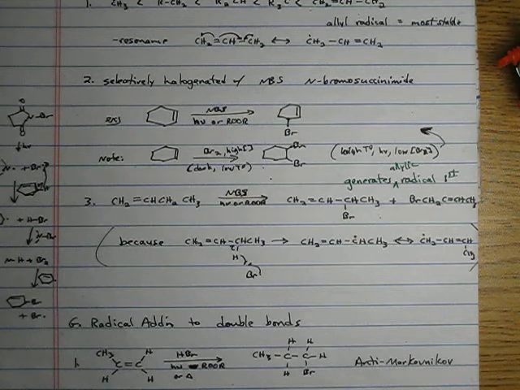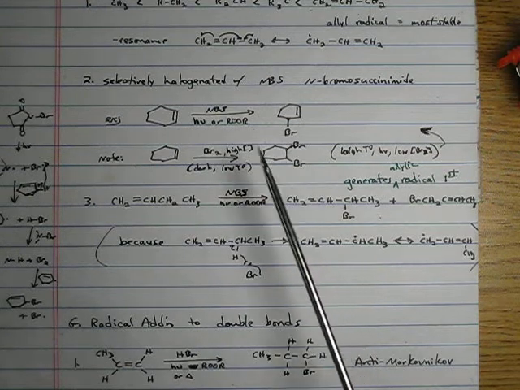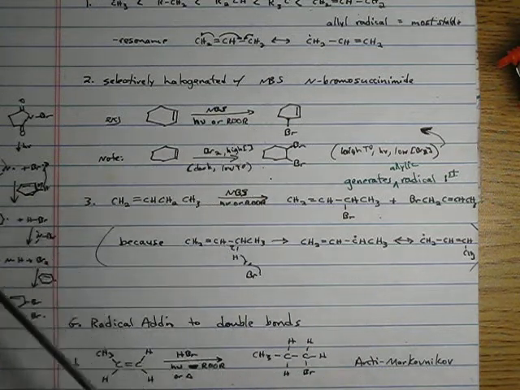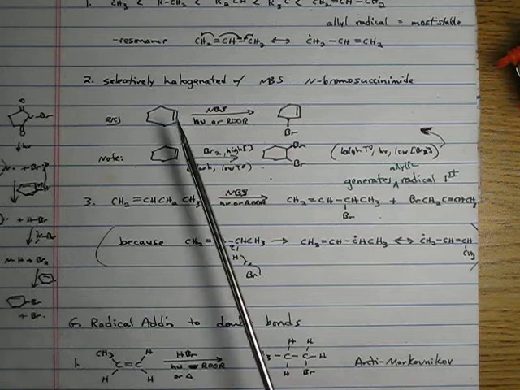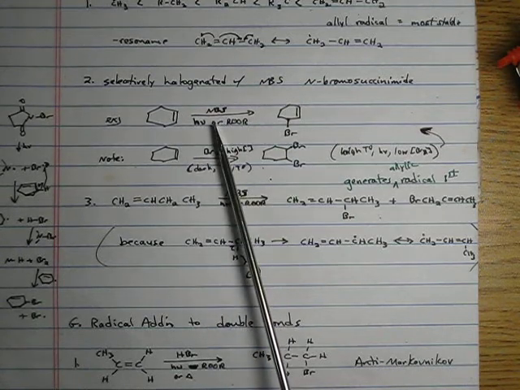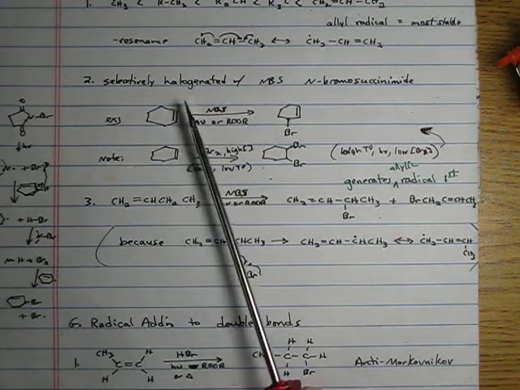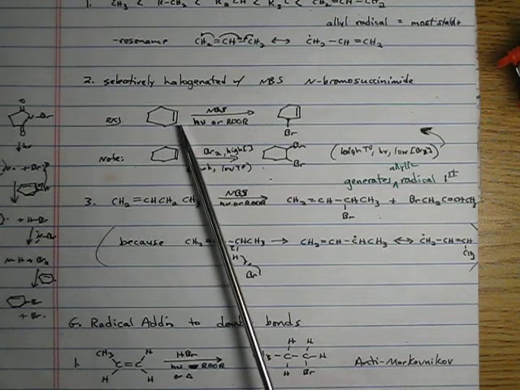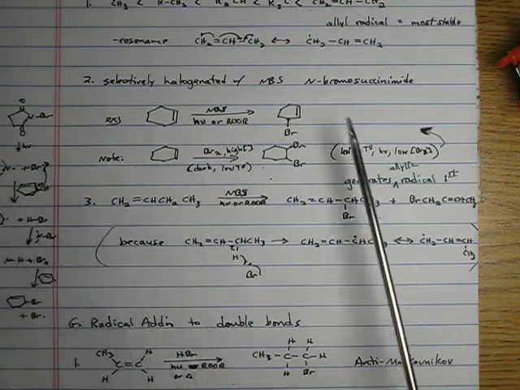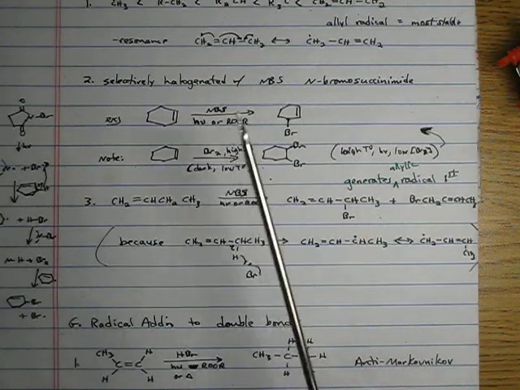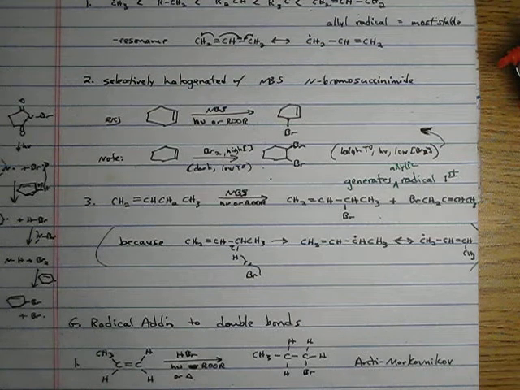allylic position. Recall last time we talked about NBS, it was used for making halohydrins, and NBS with water, if you had a double bond, you have NBS and water, that would put a bromine on one carbon and an OH on the other carbon, but that's not radical conditions. Here we have radical conditions, selectively brominating the allylic spot.